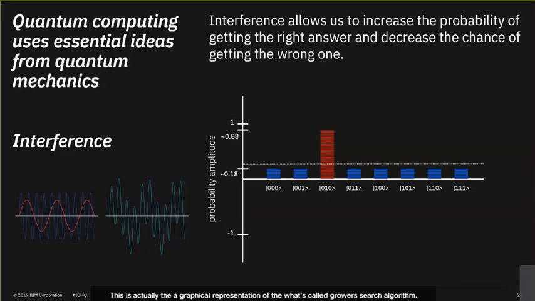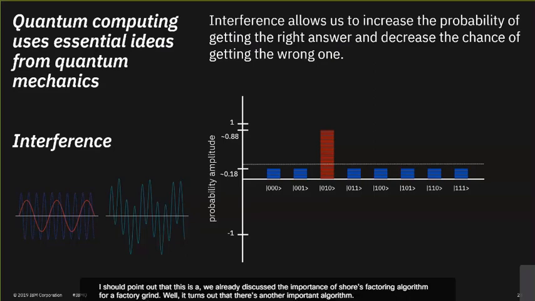This is a graphical representation of what's called Grover's search algorithm. I should point out that we already discussed the importance of Shor's factoring algorithm for factoring primes. Well, it turns out that there's another important algorithm in quantum computing that's called Grover's search algorithm. Not to be confused with anything from Sesame Street. It's much more non-trivial than that.